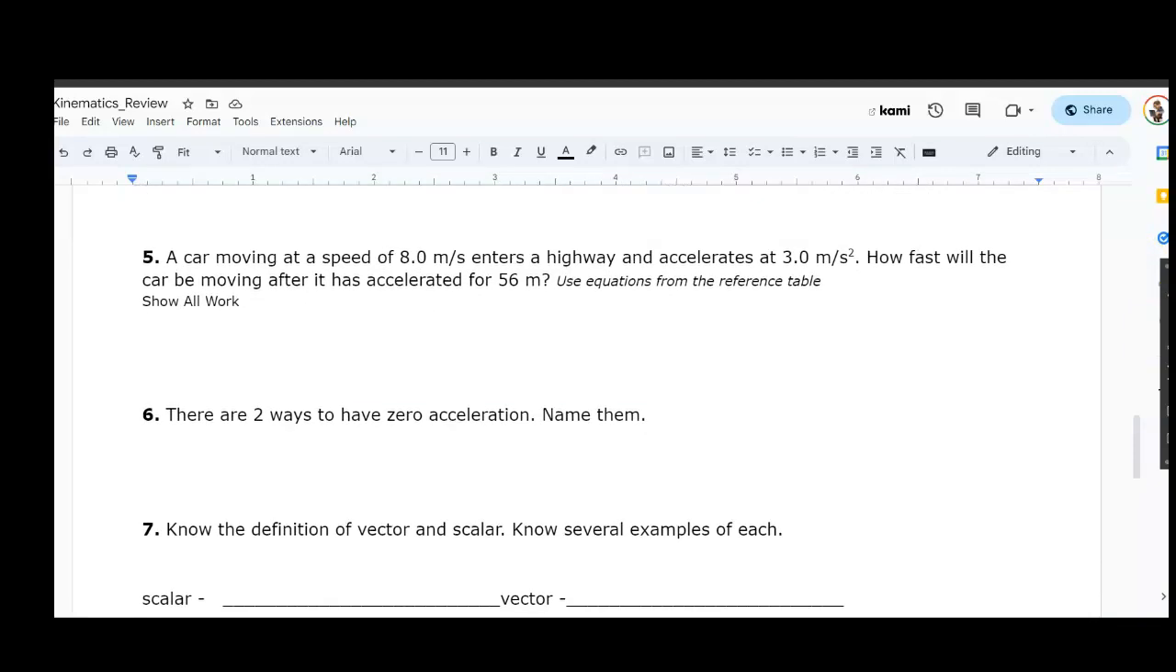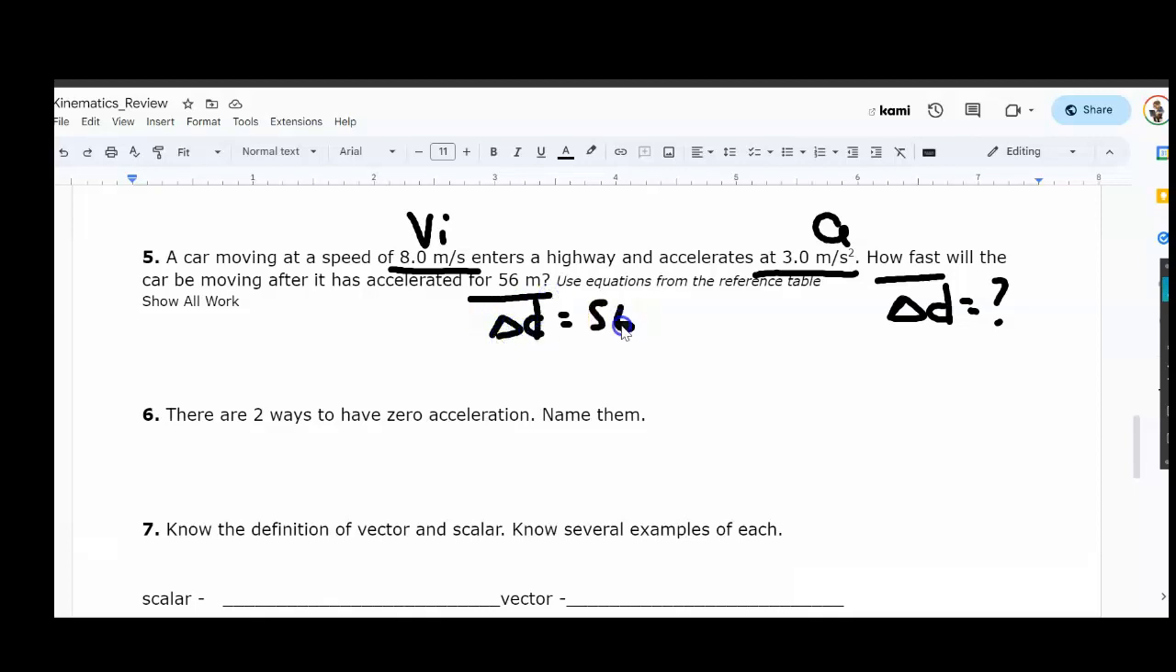All right, so I love the question. We get a car moving at 8 meters per second. VI accelerates. A, how far? Delta d is question mark. Will it be moving after 56 meters? So you know what this is?